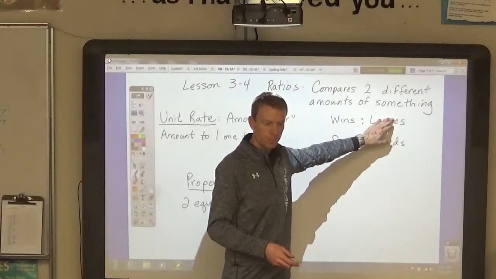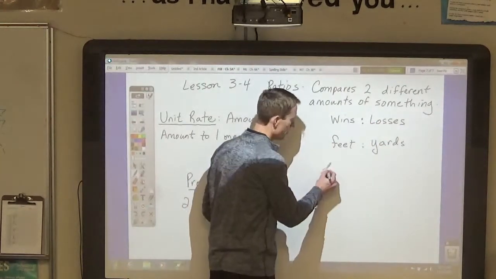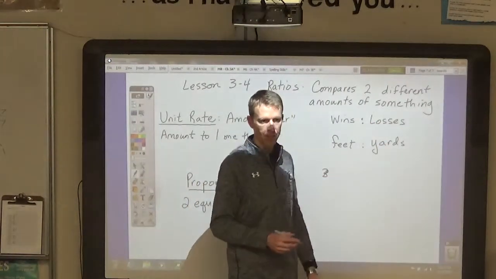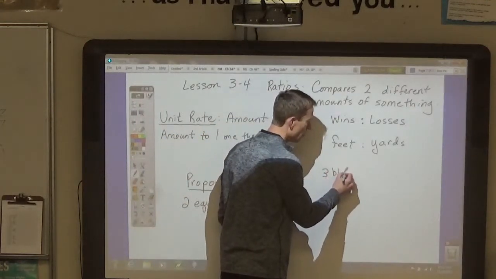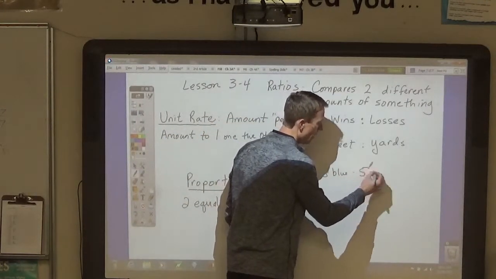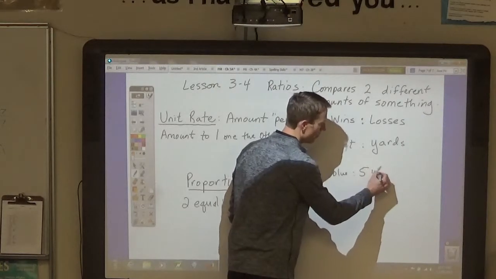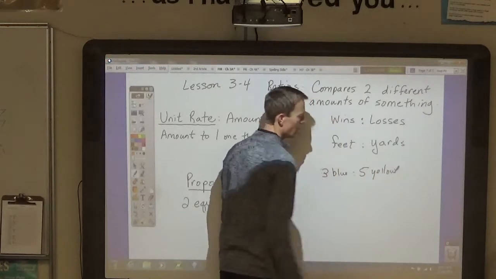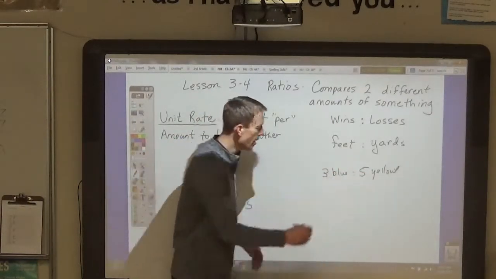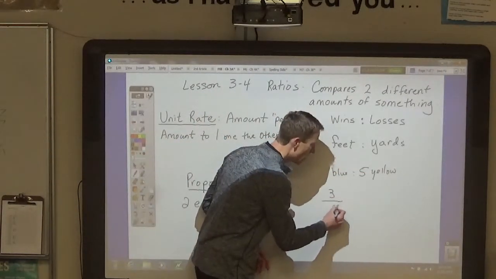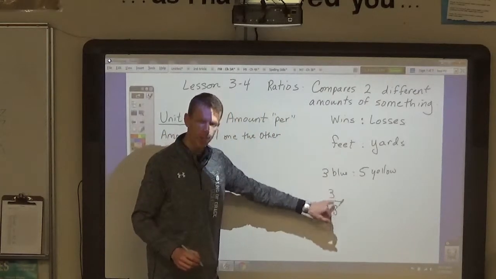Wait, didn't you say 5 blue marbles and 7 M&Ms? No, 3 and 5. 3 blue to 5 yellow. Right? And that's a ratio because these are blue and yellow. It's not 3 out of 8 because that is a total.